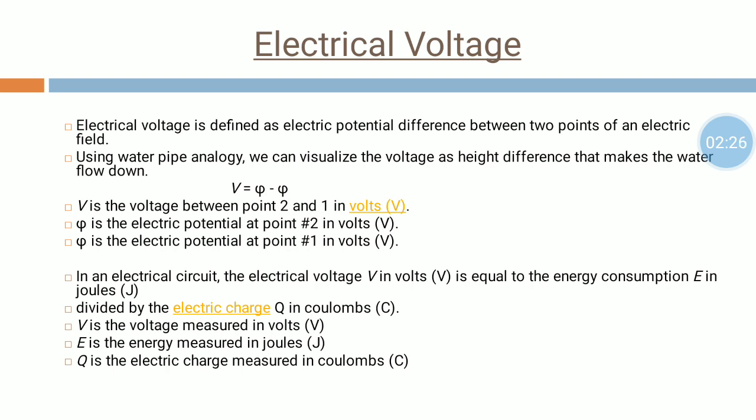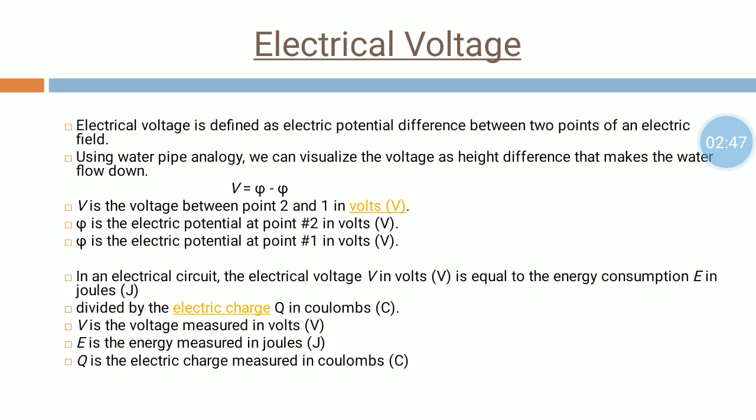Okay, what is electrical voltage? Electrical voltage is defined as the electrical potential difference between 2 points of an electric field.